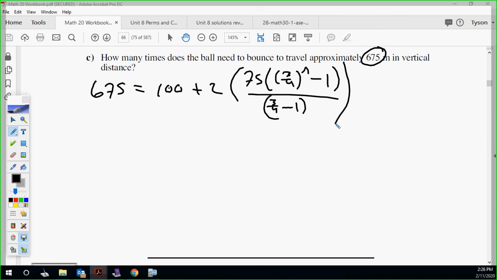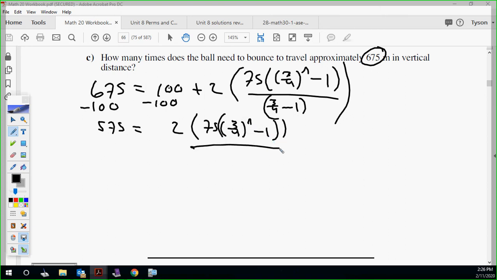This is how we're trying to figure out the total distance traveled by the ball. All right, so what we're going to do is minus the 100 first. You get 575, which equals 2 times the 75 times 3/4 to the n minus 1 all over 3/4 minus 1 is negative 1/4. So 2 over negative 1/4 is negative 8, just FYI.